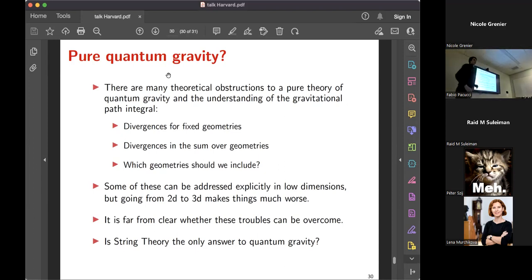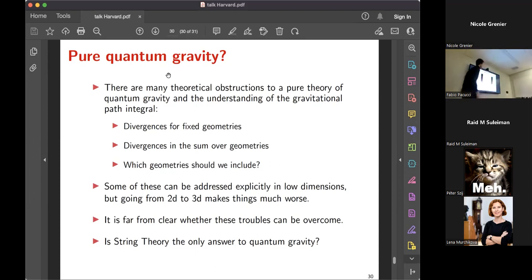And so this raises the question whether string theory is perhaps the only answer to quantum gravity, and maybe we make progress in the next couple of years to try to constrain quantum gravity calculations and see that string theory is really the only answer you can get.